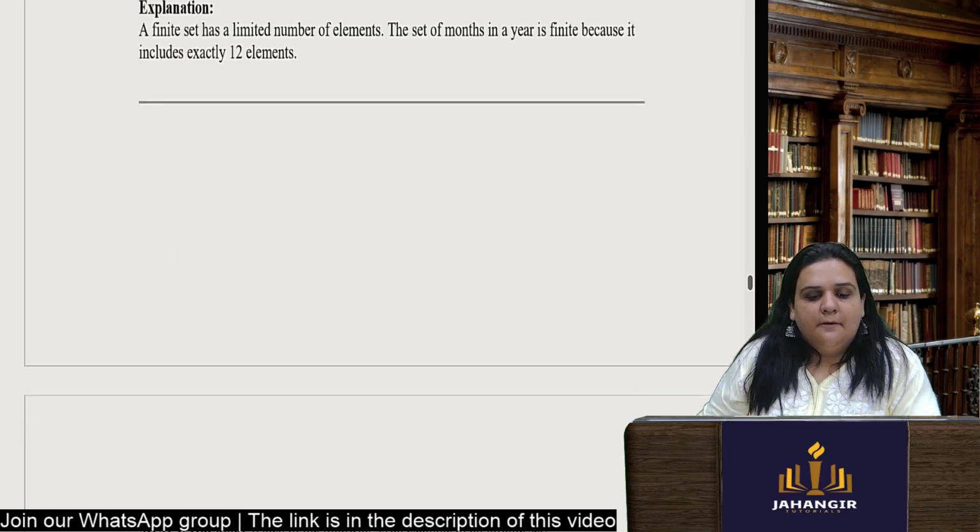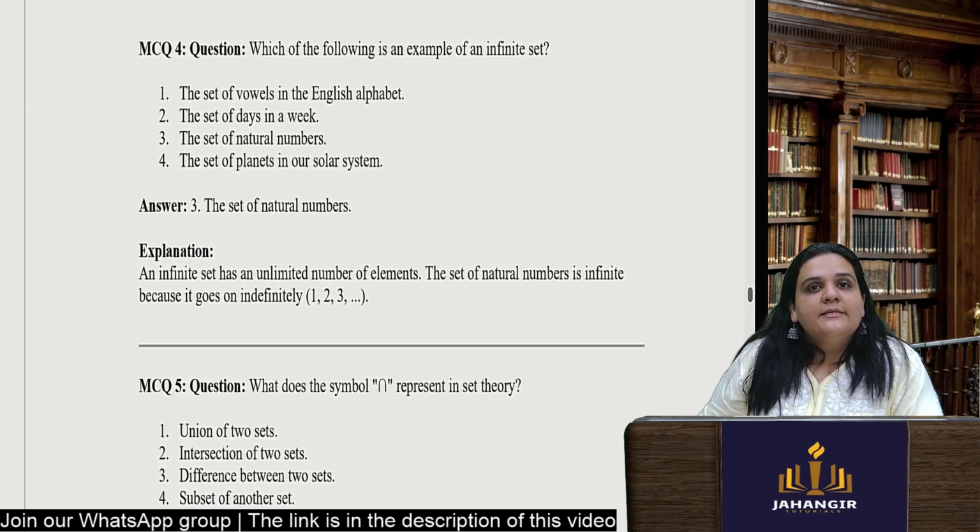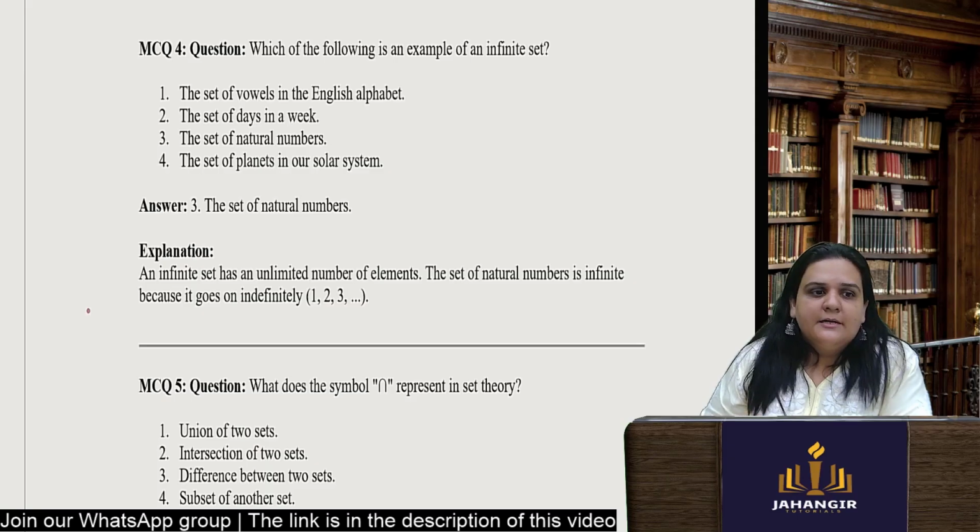Answer is 3. Which of the following is an example of an infinite set? Vowels in the English alphabet, they are finite. Days of a week, finite. Planets, finite. Natural numbers, infinite.